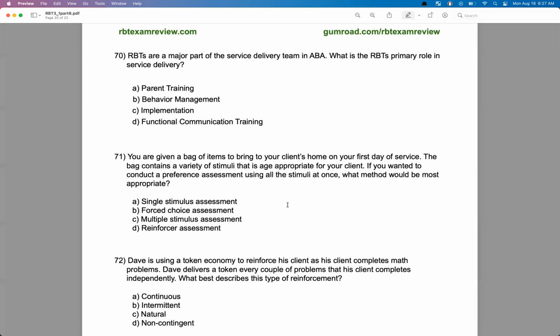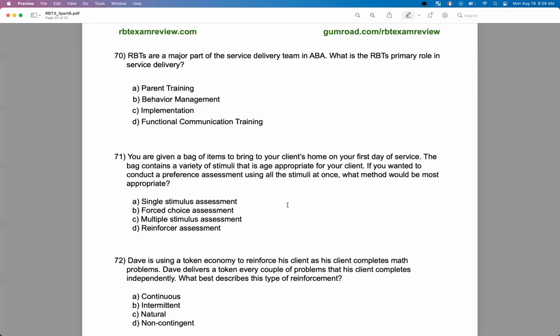What about forced choice? Well, forced choice is paired choice, whatever you want to call it. You provide two stimuli at the same time, and you make the client choose. Again, are we assessing all stimuli at once? No, we're presenting two stimuli, and then we're replacing one or two of those, presenting another two, okay? Forced choice, while more accurate than single stimulus, is still not assessing every single stimulus at once.